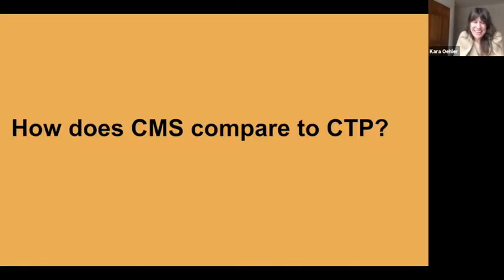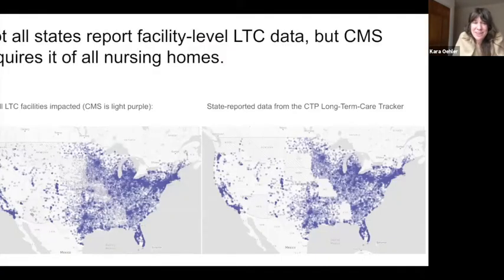Okay, so how does CMS compare to CTP? Let's look at this map on the next slide. What you have here on the left is a visual representation of every facility that we have seen in CMS or in the state data set that has had a COVID case or death. And on the right, we have the facility level data that states report. We can zoom in on that on the next slide.